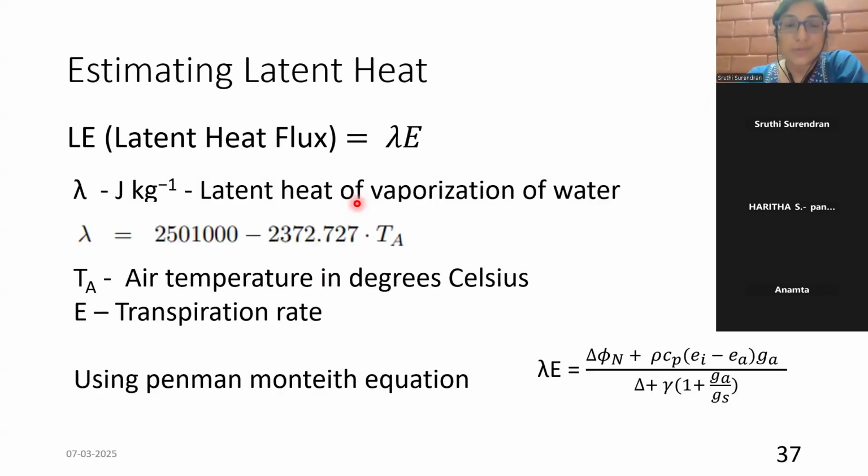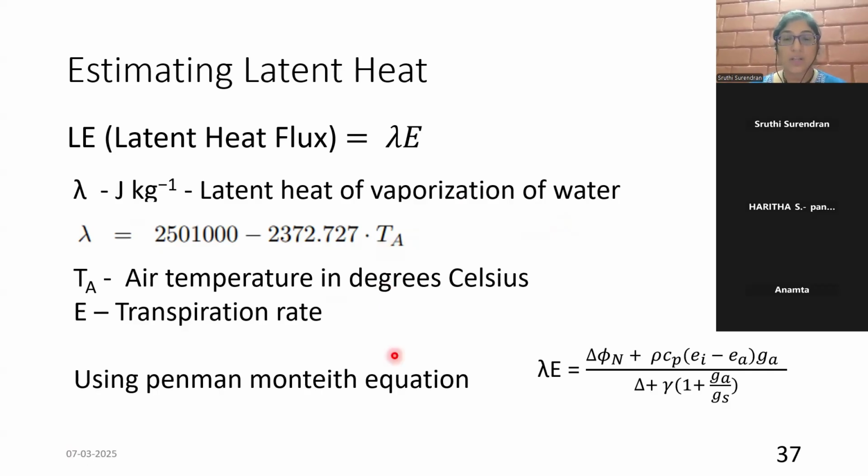Now, just like how sensible heat is a function of the temperature difference, latent heat flux is a function of the latent heat of vaporization in terms of transpiration. When we look at transpiration, latent heat flux is given in this form, where lambda is the latent heat of vaporization and E is the rate of transpiration. Now, latent heat is a function of the temperature of the air. So by using this equation, if you have the temperature of the air, we can get the latent heat of vaporization of water. So it is different for different temperatures.